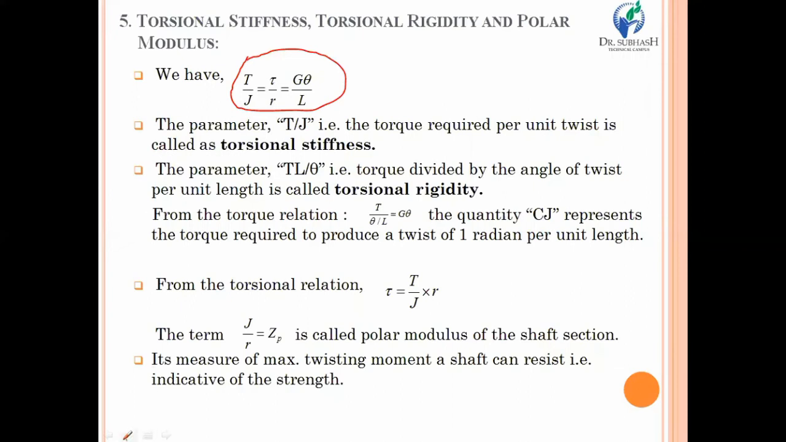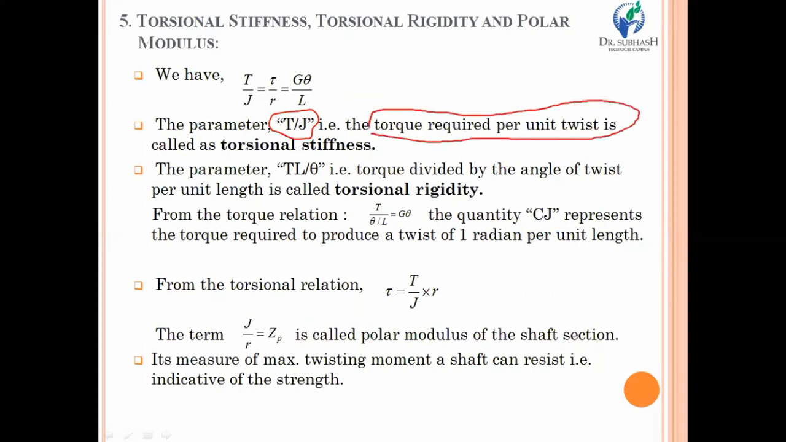If you take the term T upon theta, that means the ratio of torque and angle of twist, it will be known as torsional stiffness. In short, torque required per unit twist is known as torsional stiffness. Generally, it indicates the strength or capacity against the deflection of any shaft. That's why it is known as torsional stiffness.